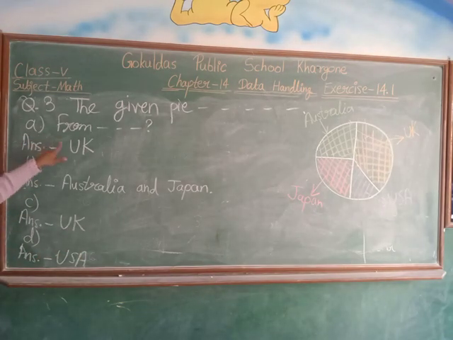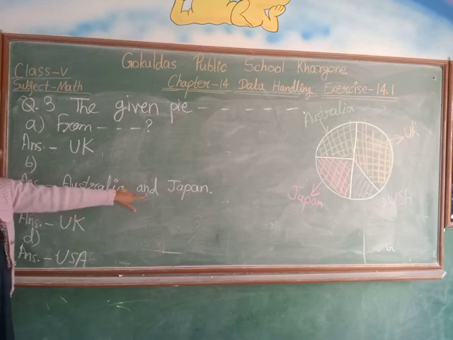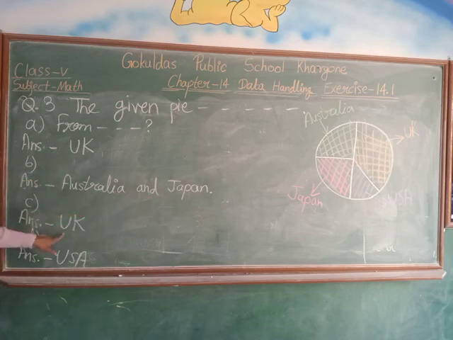For question A, the answer is UK. For question B, the answer is Australia and Japan. For question C, the answer is UK. And for question D, the answer is USA. Take a screenshot of all the answers.